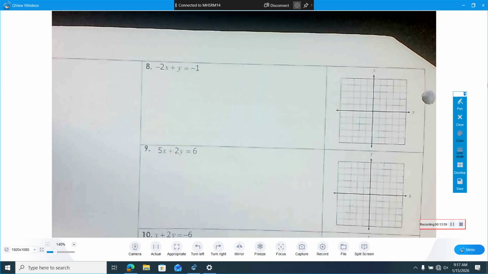All right, what are you guys going to do first on number 8? Is there something missing? The 1. We could fill in the 1 that's missing.